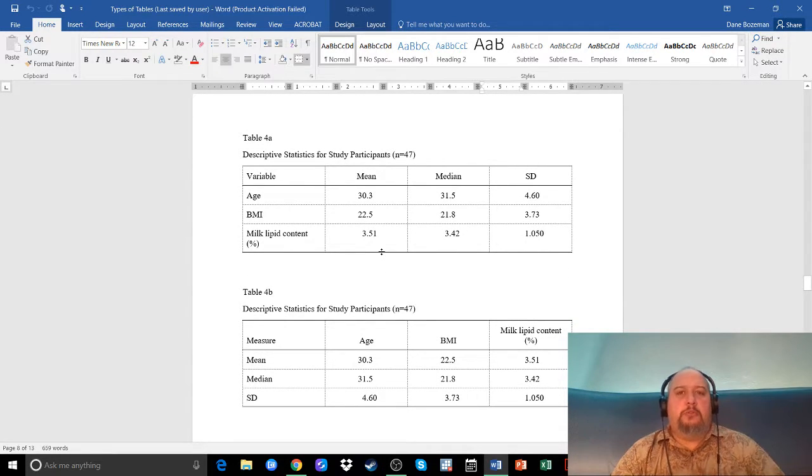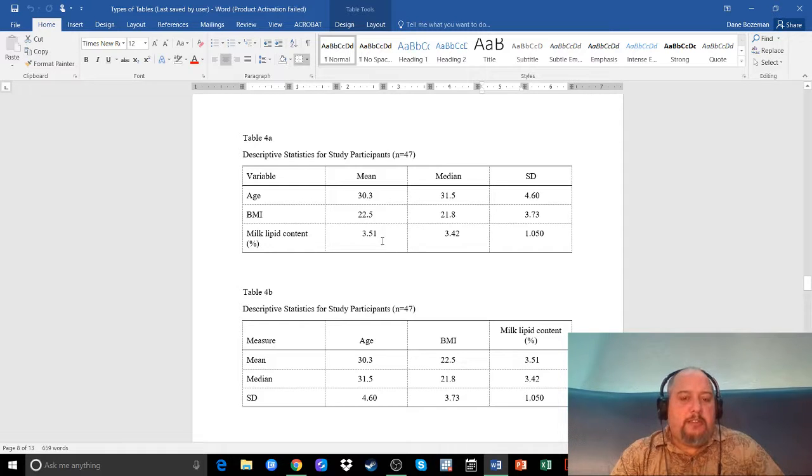Do I want to go univariate? Here's the age. Here's BMI. Here's milk lipid. In other words, each one separately. Or do I want to think in terms of bivariate and multivariate? Here are the means for the three variables in this study. The mean age was this. The mean BMI was this. The mean milk lipid content was that. This is how we can choose to discuss it. Neither way is right, and neither way is wrong. It is a decision you have to make as a researcher.